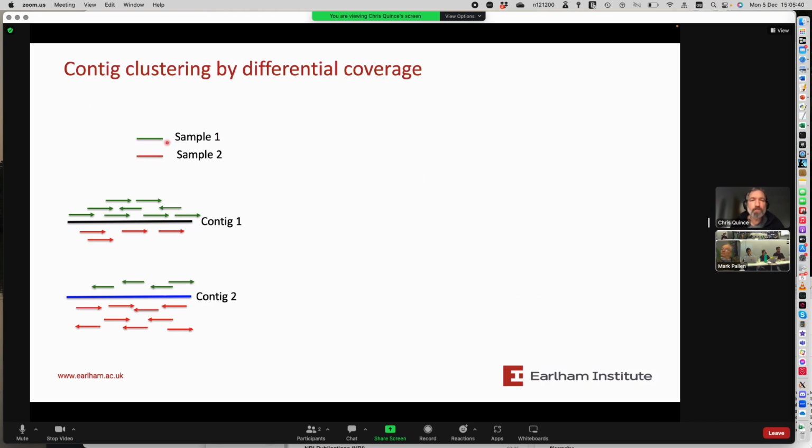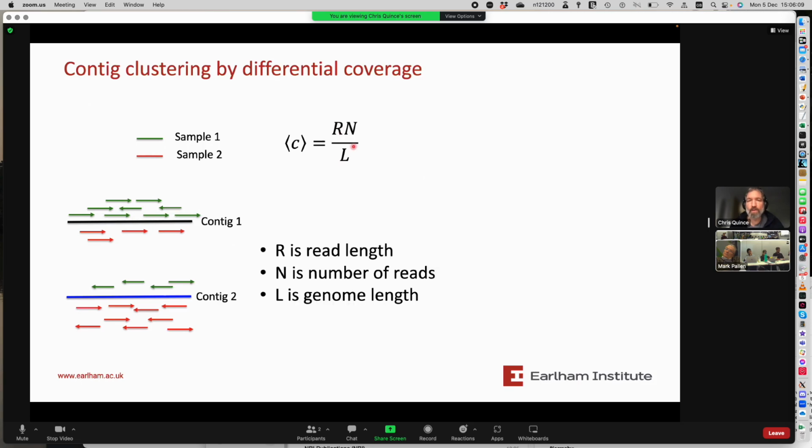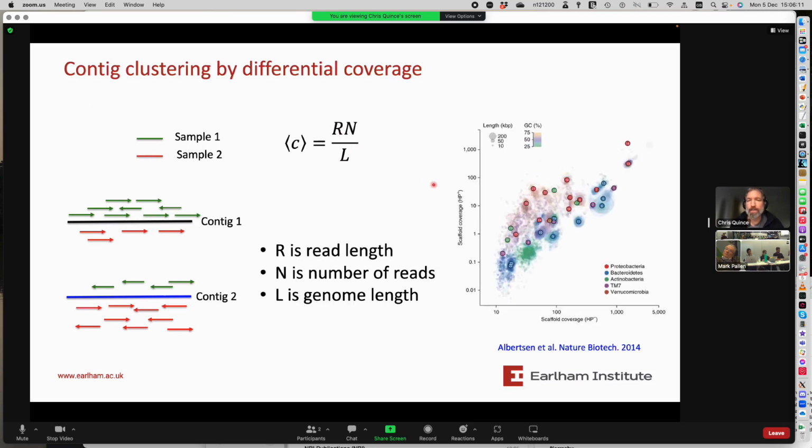We map the sample 1 reads onto the co-assembled contigs, and we map the sample 2 reads, and then we compute the coverage depth of the sample 2 reads on each contig and the sample 1 reads on each contig. I think you must have covered this, right? This is the equation for computing the average coverage depth on a bit of sequence. We take the number of reads that map onto it, multiply it by the read length, and divide by the length of the sequence.